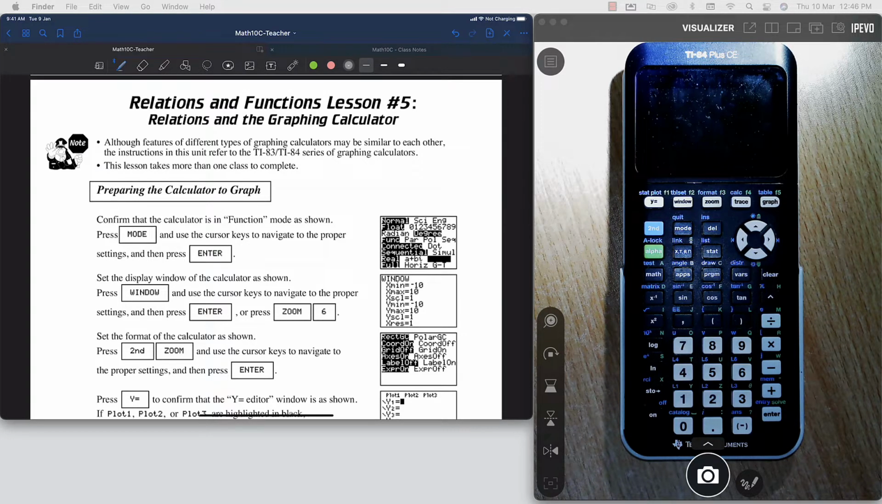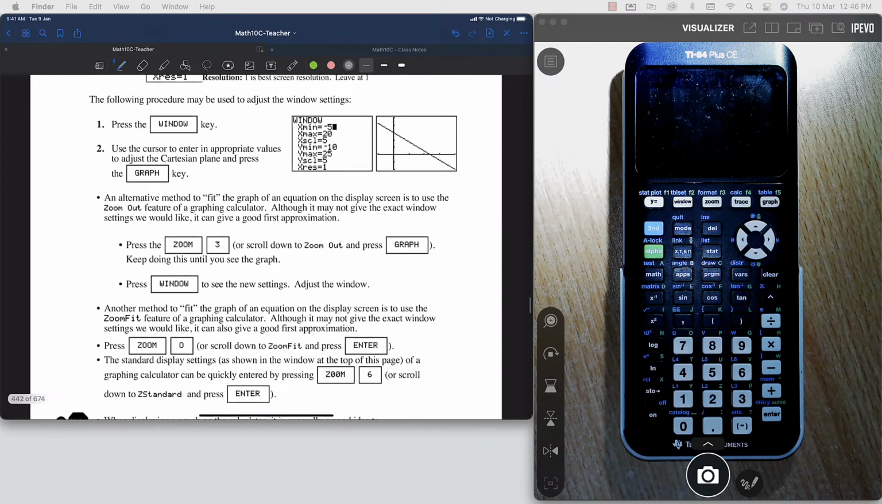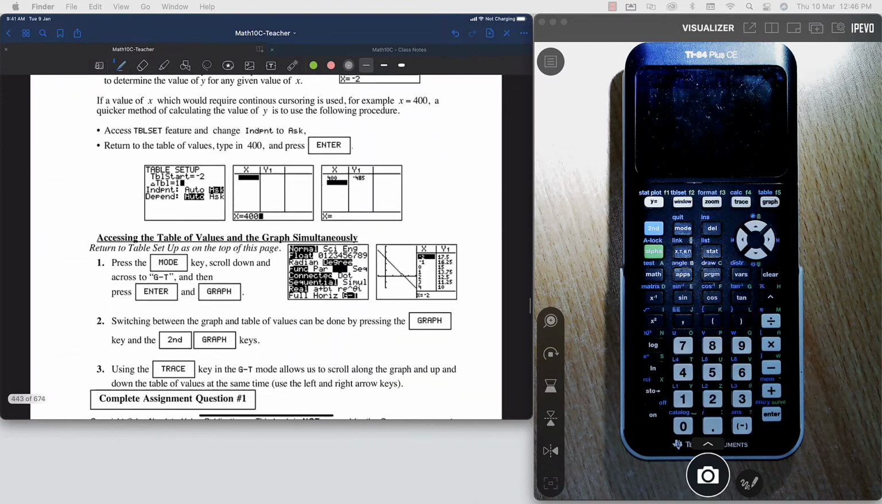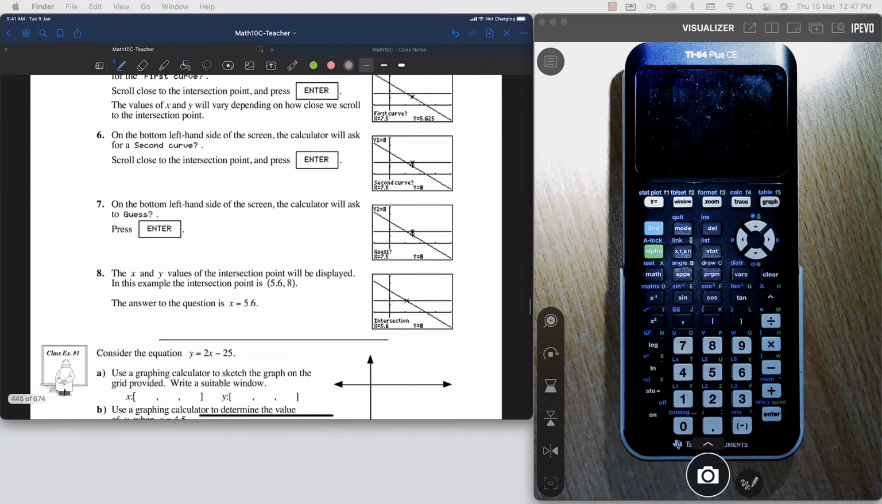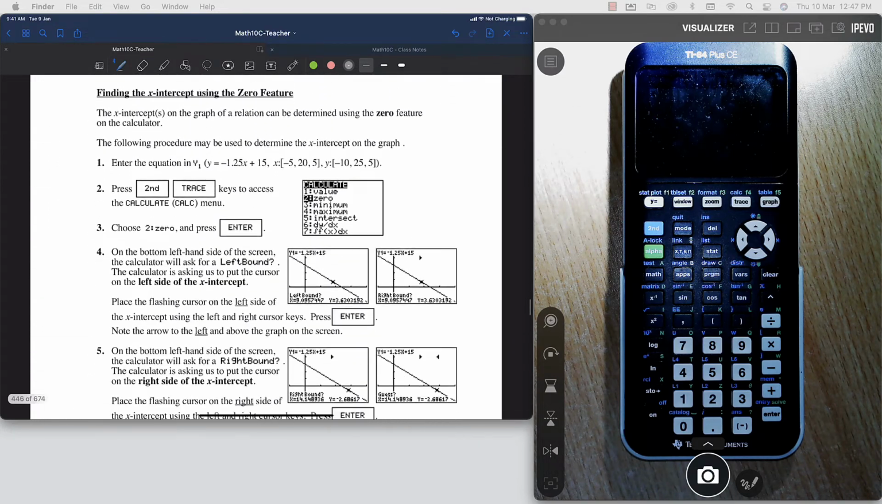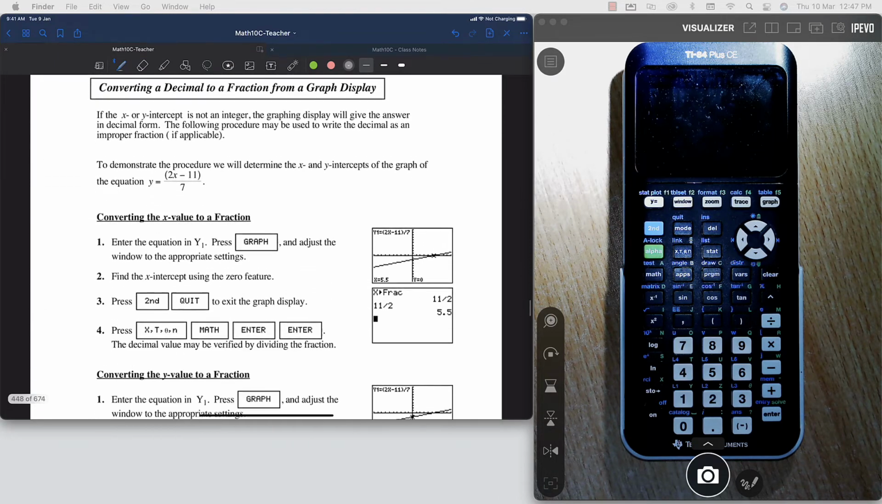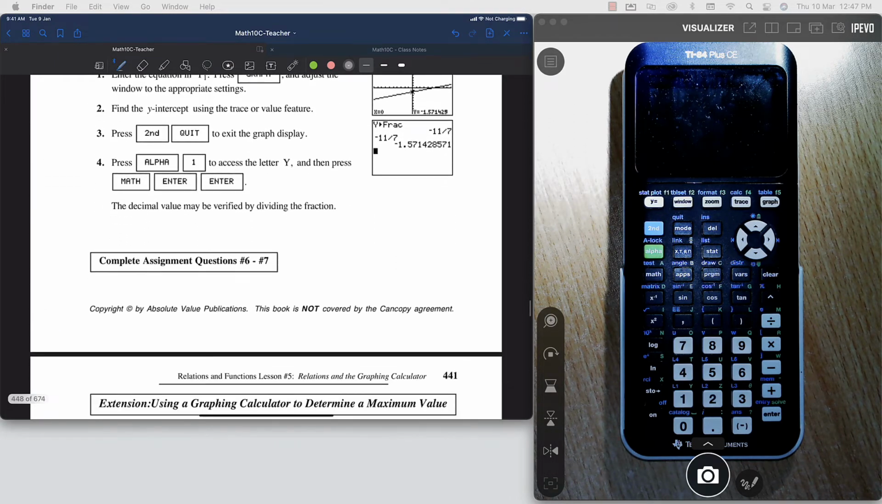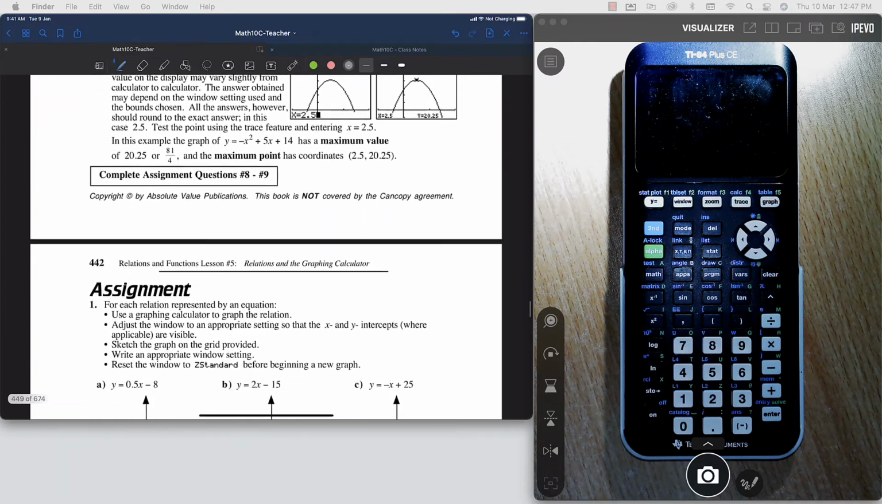Now, in the book itself, starting right here on page 433, it goes through some of the main functions that we can use when we're graphing, and there's about 9 or 10 pages of that. So definitely go through that, and again, use this and the videos that I will be posting to you, and make sure that you become proficient with the calculator.